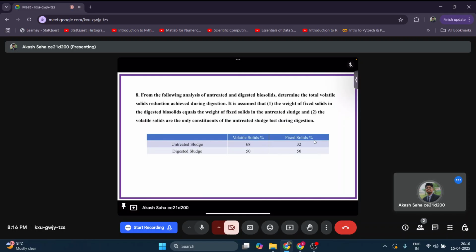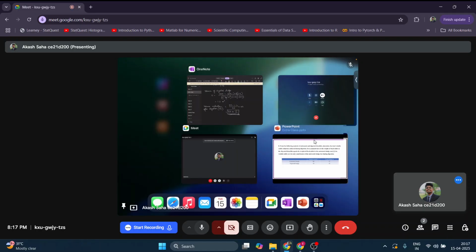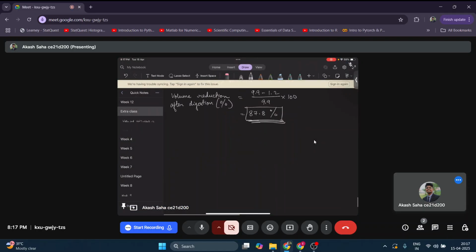Okay, so let's see how to solve this problem. For 1 kg of dry untreated sludge, the fixed solids percentage will be equal to 0.32. That is nothing but 32%, right?